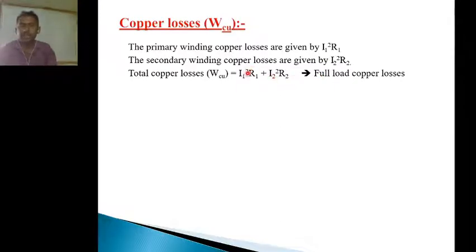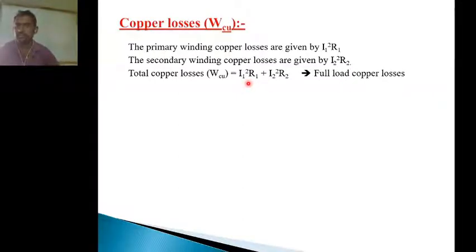However, these are the full load copper losses. Under full load, we consider the x value as 1. So these losses will vary with load. Why? Because as the load increases, the current values will vary.